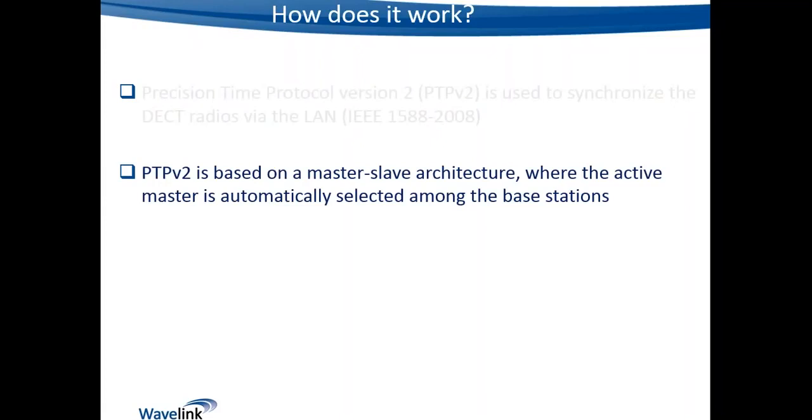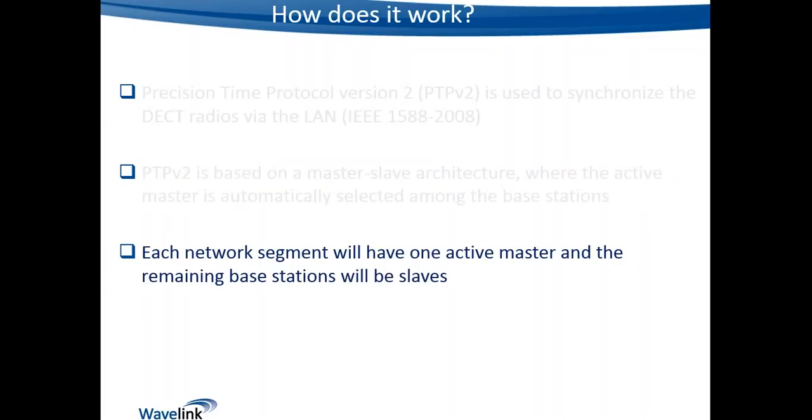PTPv2 is based on a master-slave architecture, so the active master, which will be the master base station, is automatically selected among the base stations. There is a metric that they use to work that out between each other, and then they appoint the master base station. We looked at what happens if a master base goes off the air in an over-the-air scenario: all the base stations will lose synchronization. If even the master were to go off the air in this type of methodology, then the base stations between them would simply run their algorithms and work out, based on the result, who will be appointed as the new master, and just go from there.